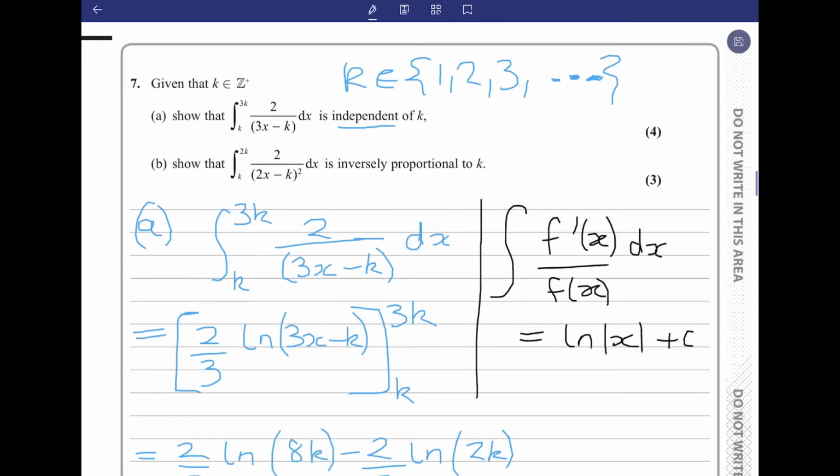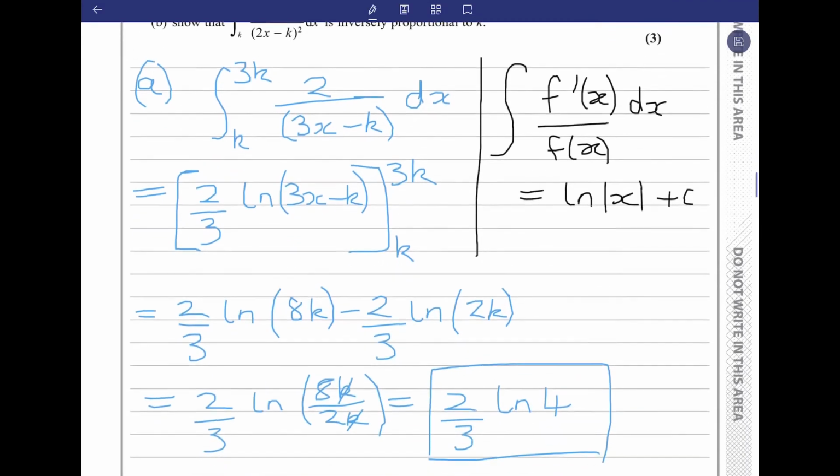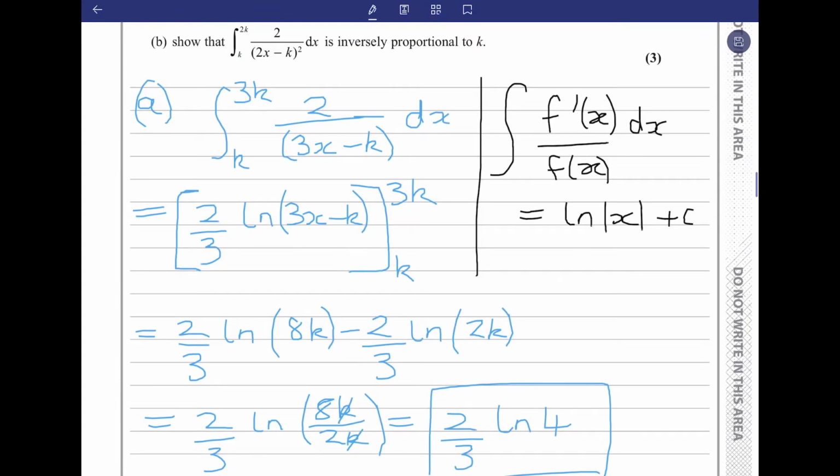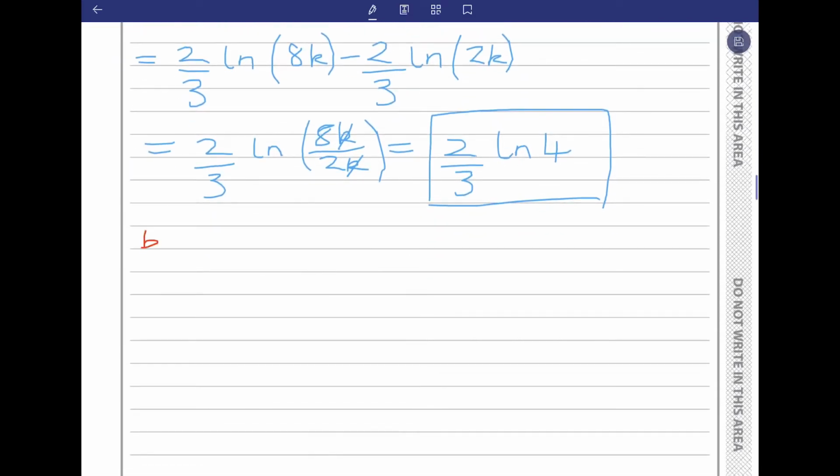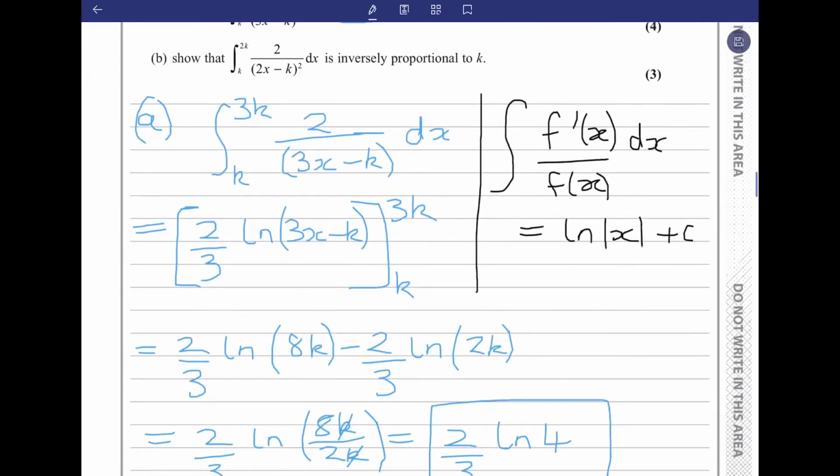Right, let's move on to part B. So this time we've got a similar integral, but the denominator is squared. This time we're asked to show it's inversely proportional to k. So if something is inversely proportional to k, it means it's proportional to 1 over k. So that's what we're hoping the answer is going to be. This means it equals some constant times 1 over k.